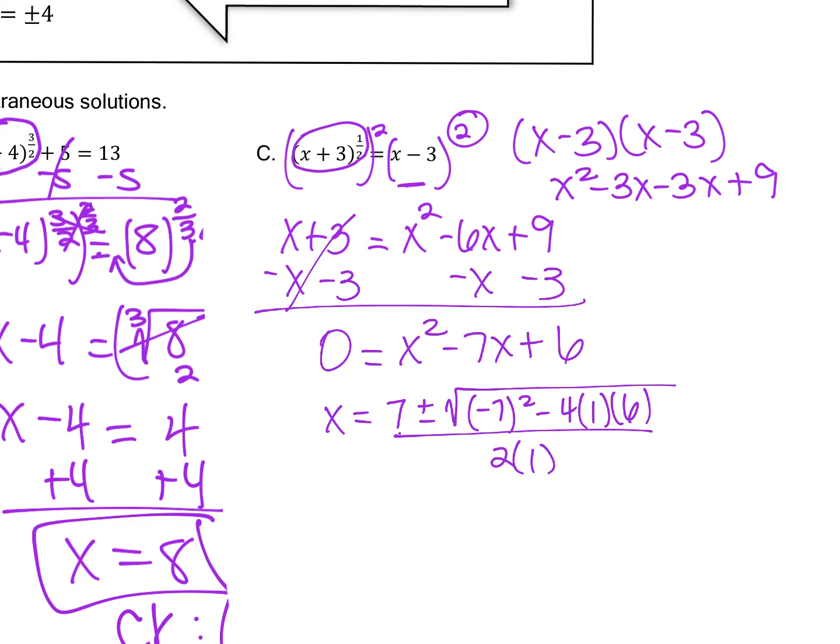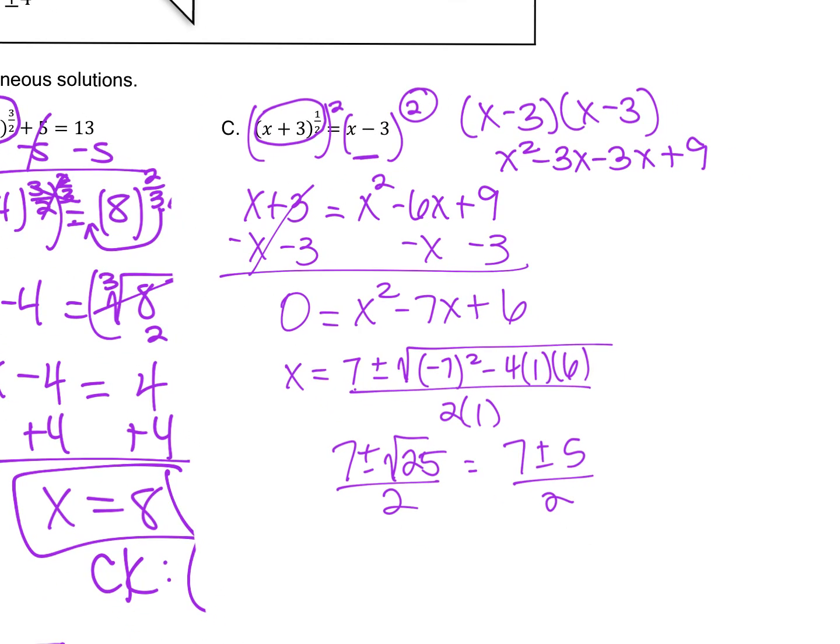So if you plug that in without the square root, you get 25, and the square root of 25 is 5. And we need to separate it and find our two answers. So 7 plus 5, which is 12, divided by 2 would be 6. And then 7 minus 5 is 2, divided by 2 is 1. So we get two solutions, x equals 6 and x equals 1.